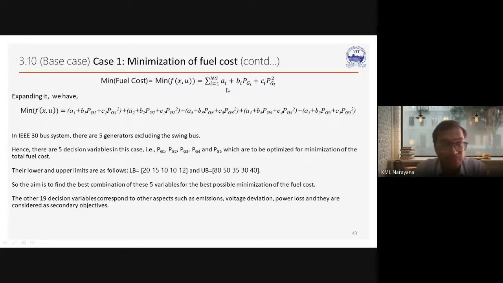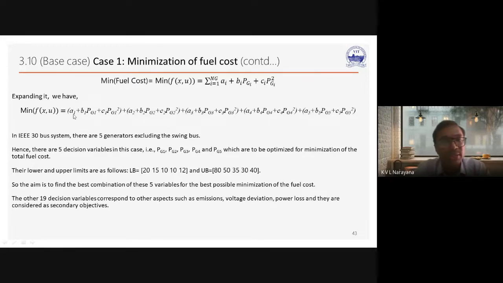This is not a simple problem. It is a constrained problem. We are going to consider the constraints also. So when I expand this function for 5 generators: A1 plus B1 PG1 plus C1 PG1 square, plus A2 plus B2 PG2, and so on.